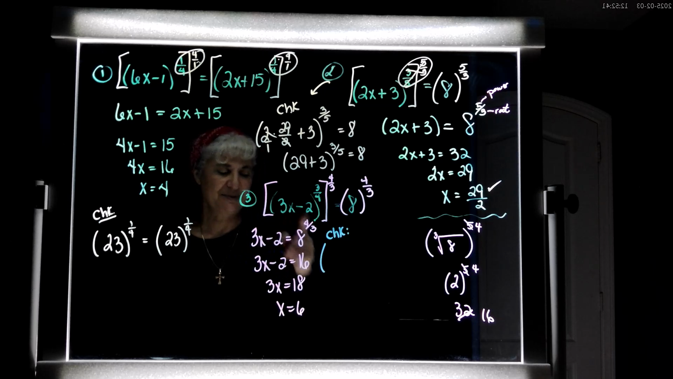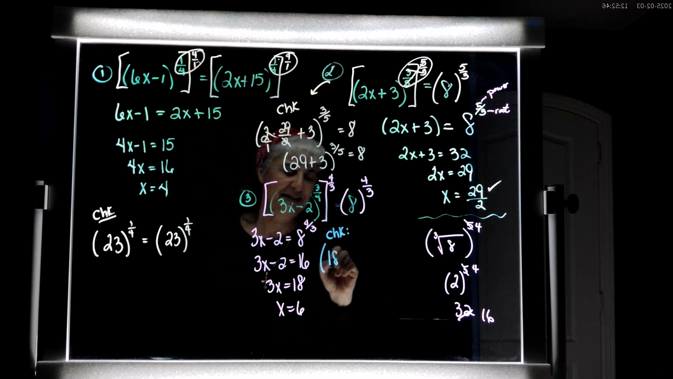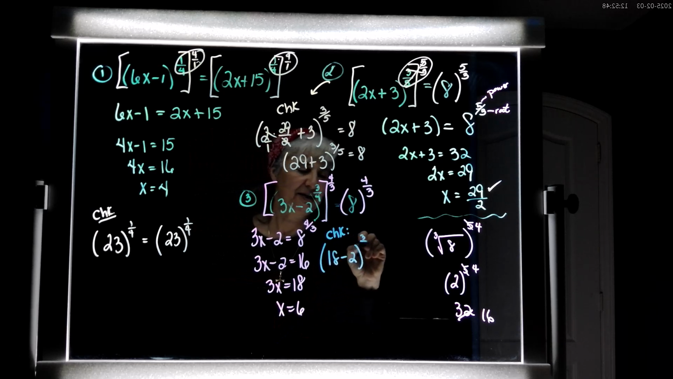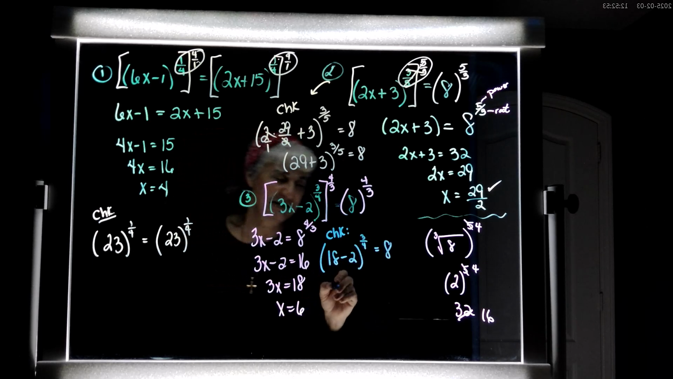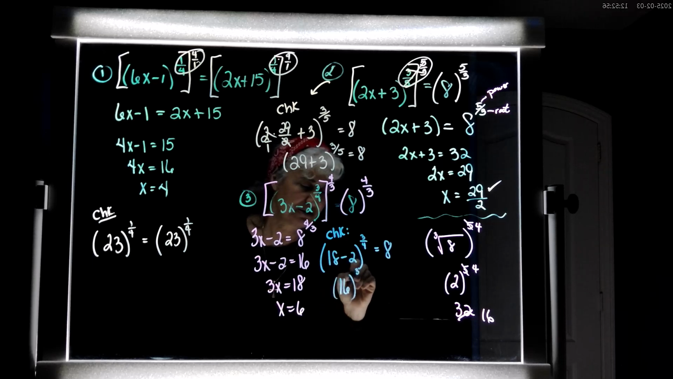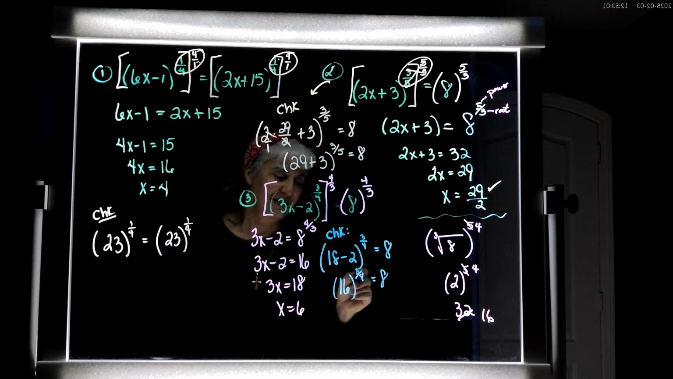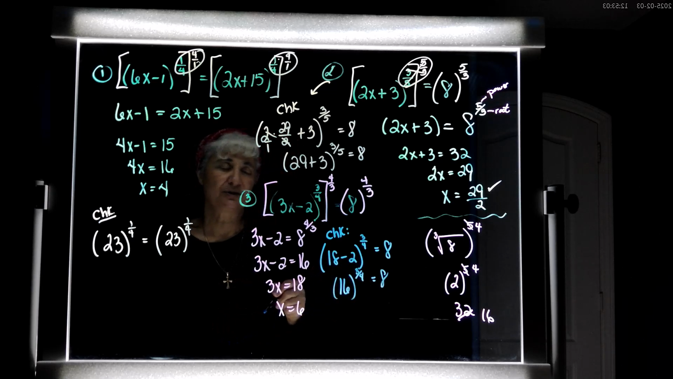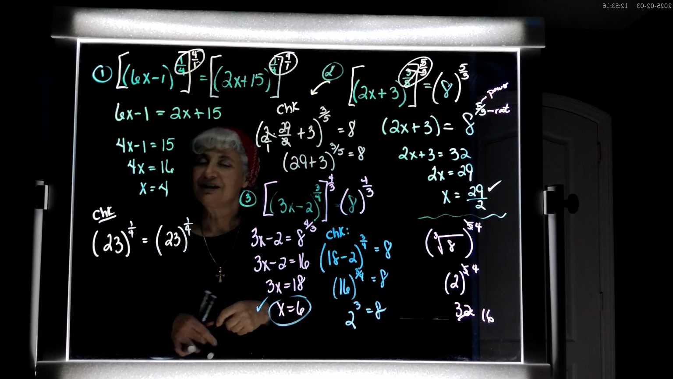Okay, 3 times x. That's 3 times 6, which is what? 18 minus the 2 to the exponent of 3 over 4. 18 minus 2 is 16 to the power of 3 over 4. Okay. Third power, 4th root. You're like, hey, you're right, it is the same. What's the 4th root of 16? 2 to the power of 3, definitely 8. This answer checks. Cool? Lovely.